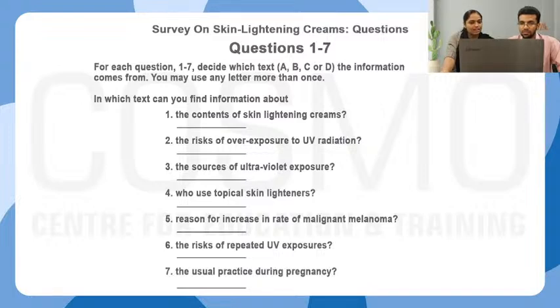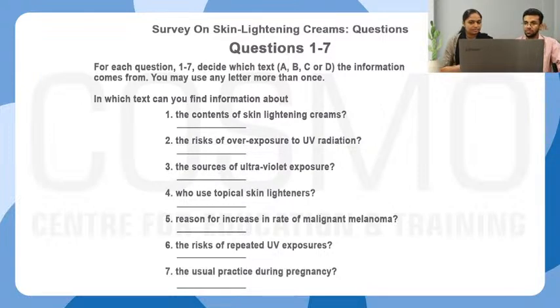So question number 5: reason for increase in rate of malignant melanoma. Please identify the keywords in the question, and I think we have already said in which paragraph malignant melanoma comes. If you remember, you can respond in which text you can find the information for question 5. Okay, what are the keywords in this question? The reason for increase in the rate of malignant melanoma. One is the obvious, malignant melanoma. And any other? The other keyword would be reason, and increase in rate.